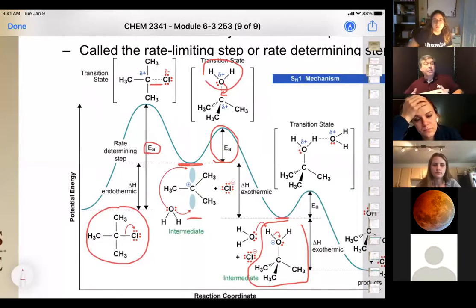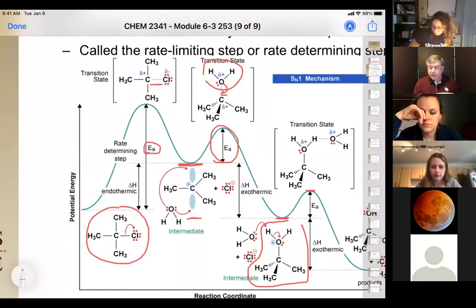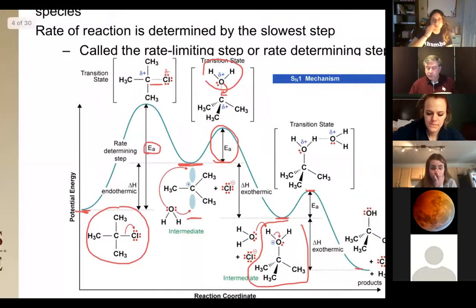So we actually have to go through another transition right here where you have a base come in and start to pull off our proton, and then we end up at our final product here, which is much lower in energy than our starting material. And in this case, we formed an alcohol.